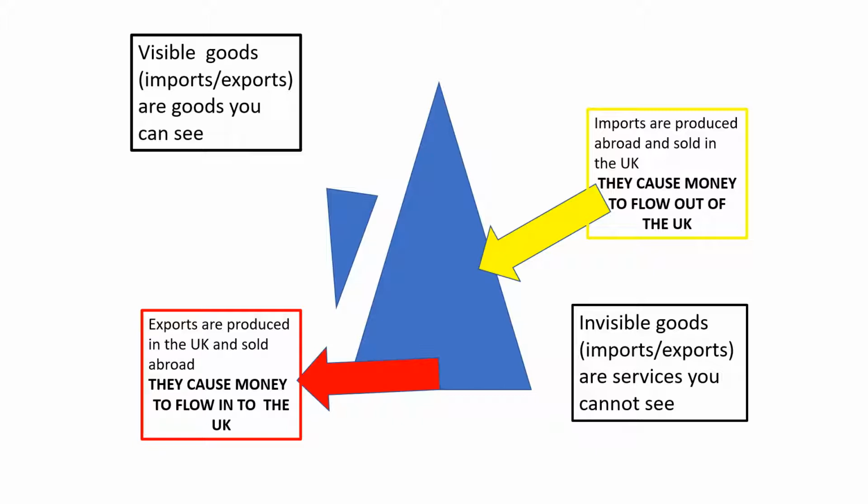Now, when we're thinking about visible exports that our country does, weirdly and most unpleasantly, one of the biggest things we do is armaments. So our visible exports are bombs to other countries. So we've got 4 terms here: imports, exports, visible and invisible. If you understand those, you're doing really well.